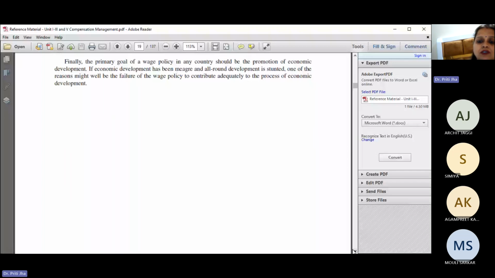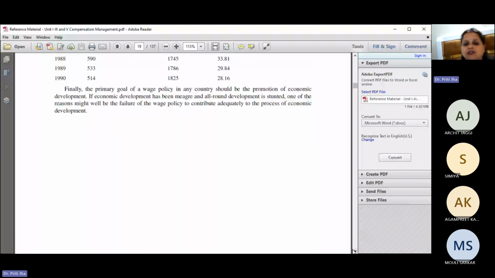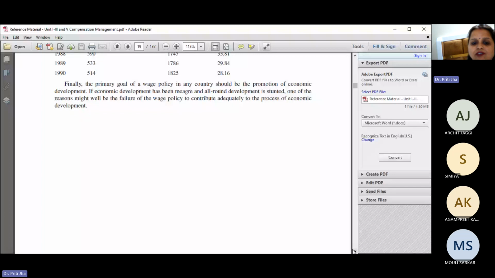So this is all about chapter 1, that is compensation. In this chapter you have learned the meaning, factors affecting, principles, challenges, etc.